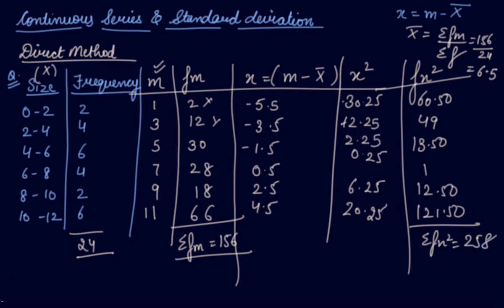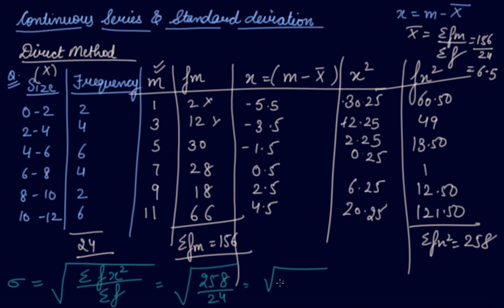So the standard deviation formula in the case of the direct method is the square root of summation frequency into the square of the deviation taken from the mean, divided by n or the summation of frequency. So we'll find this: 258 divided by 24 is 10.75. So 3.28 is the standard deviation in this case.